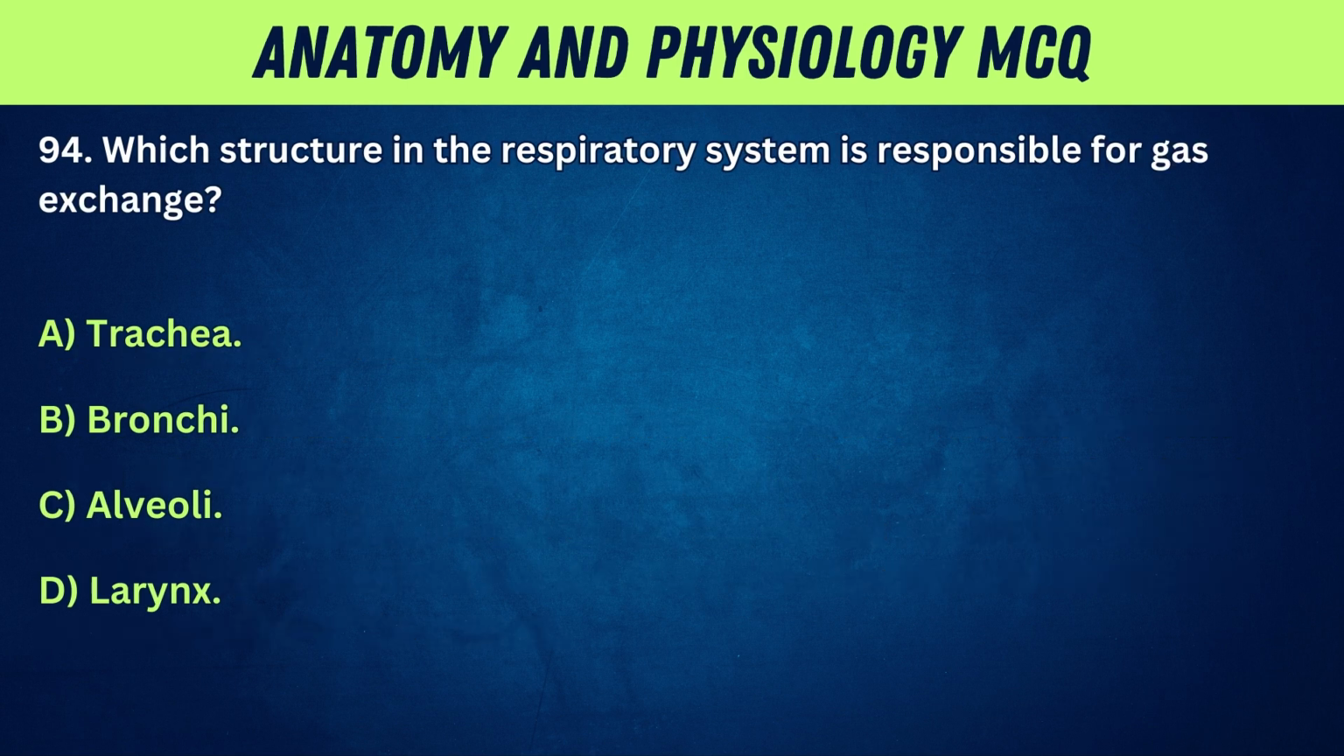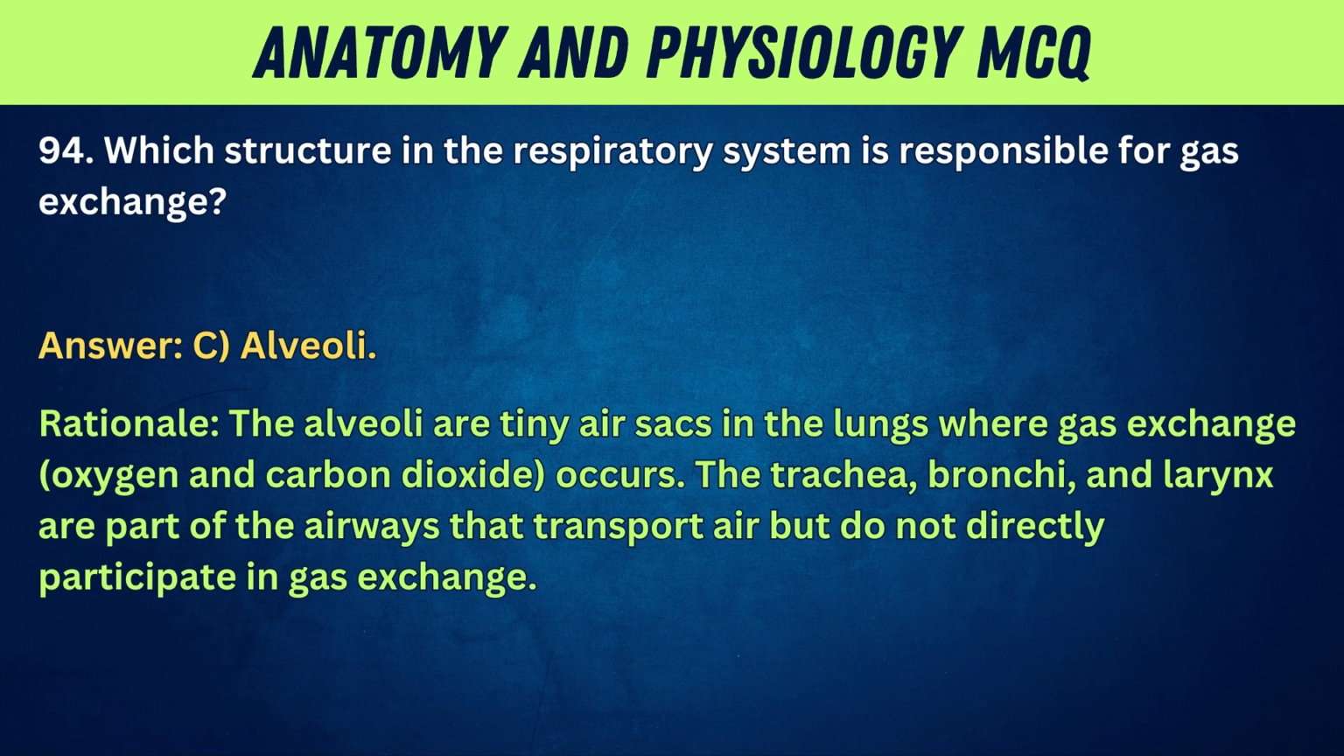94. Which structure in the respiratory system is responsible for gas exchange? A. Trachea. B. Bronchi. C. Alveoli. D. Larynx. Answer: C. Alveoli.